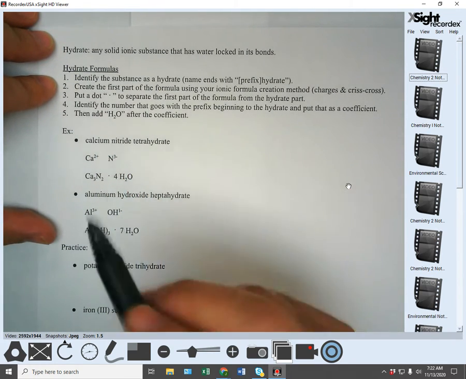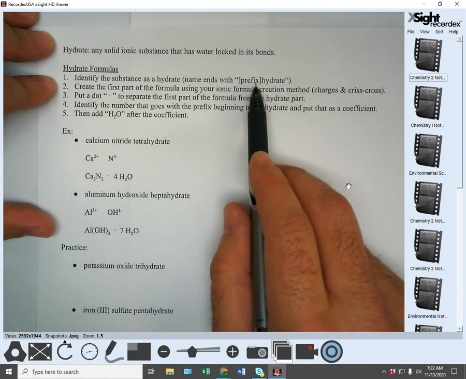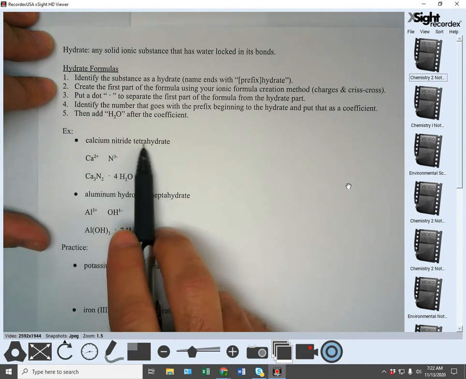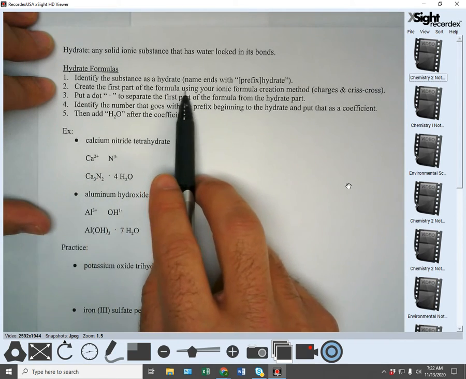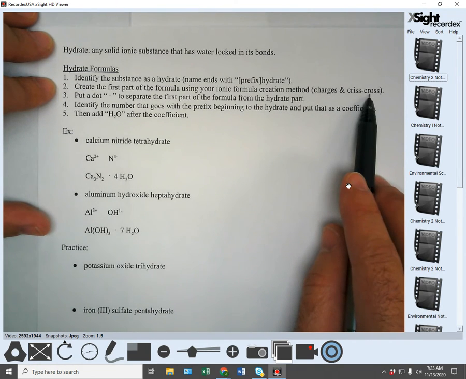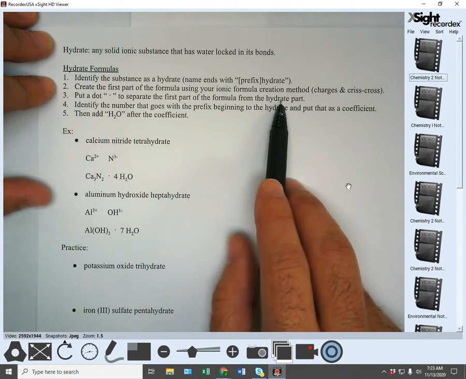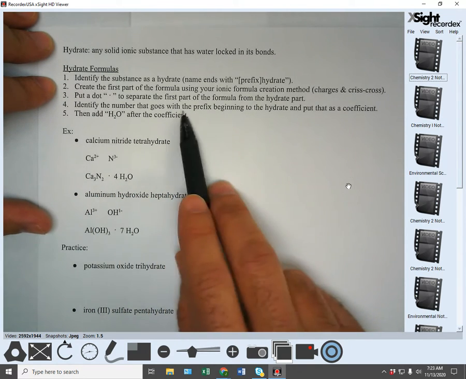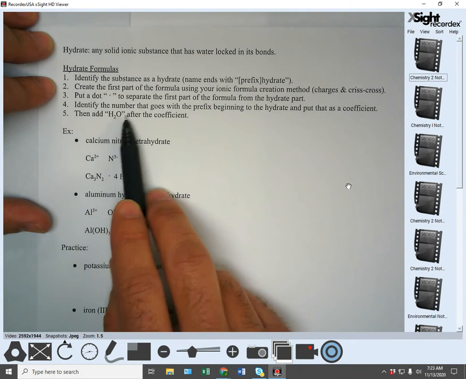So how do we know from the name if it's a hydrate? The name will end with one of the prefixes, like the mono, di, tri things, and then hydrate. Okay, so like here in the example, calcium nitrite tetrahydrate. It'll end with that. Create the first part of the formula using your ionic formula creation method. Do the charges in the crisscross. Okay. Put a dot to separate the first part of the formula from the hydrate part. Identify the number that goes with the prefix beginning to the hydrate and put that as a coefficient. Then add H2O for the hydrate part after the coefficient.